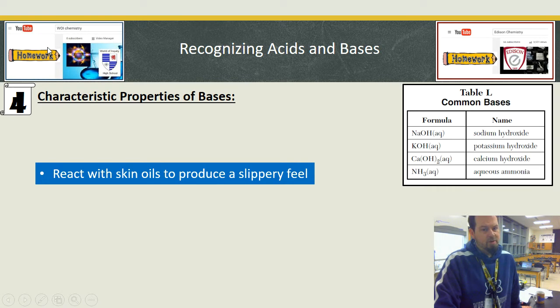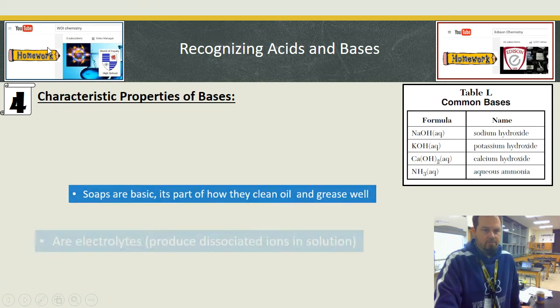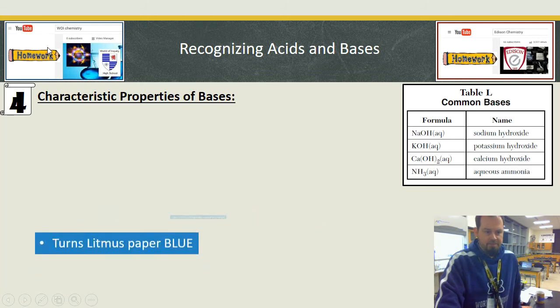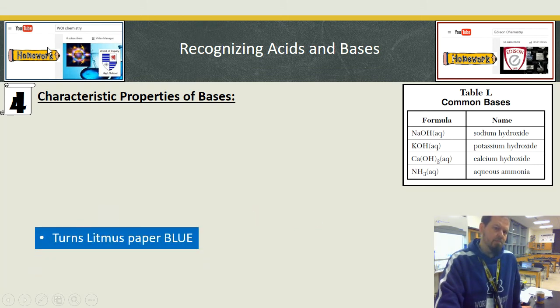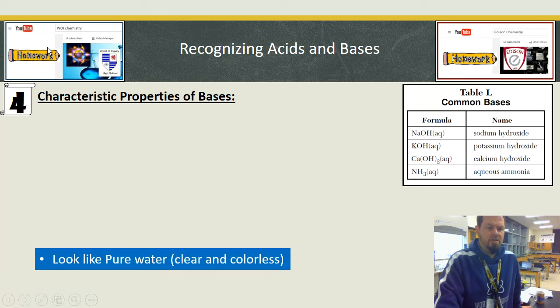They react with skin oils to produce that slippery feel. They're literally reacting with the lipids in your skin, the fat, and producing soap right on the surface of your skin. Okay, and soaps are basic. It's part of how we clean oil and grease so well. They, again, are electrolytes. So bases are electrolytes. And they turn litmus paper blue. Okay? So that's different. Bases turn litmus blue.